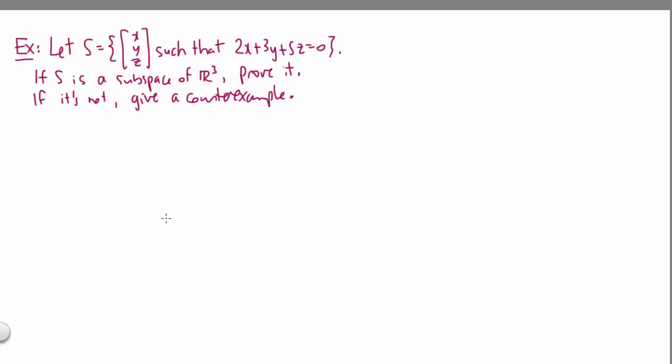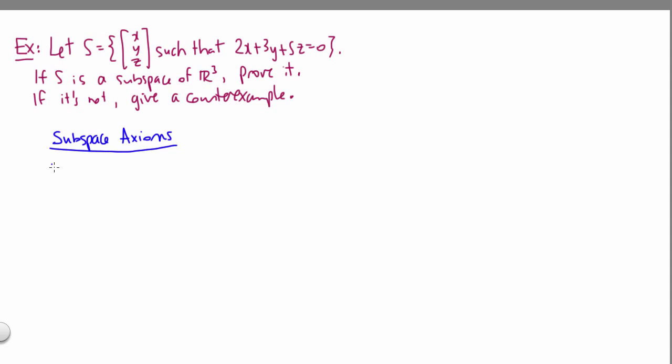In this video, we'll look at subspaces. In this problem, we're given the set S. It's a set of vectors x, y, z in R3 such that 2x plus 3y plus 5z equals 0. The problem is if S is a subspace of R3, then we should prove it. If S is not a subspace of R3, then we should give a counterexample.